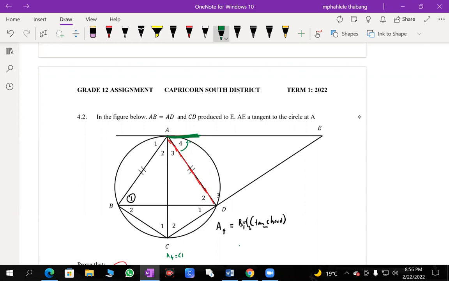And besides A4 being equal to B1, we already know that B1 is equal to C2 because of the theorem that says angles subtended by the same chord are equal. B1 equals C2. Actually, A4, B1, C2, all these angles are equal. Am I right? Am I making sense?